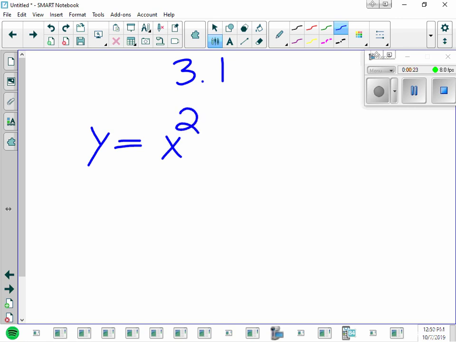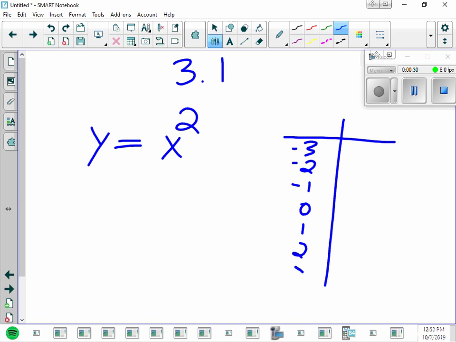So if you built a table and you had -3, -2, -1, 0, 1, 2, and 3, and you wanted to figure out the y values, what is -3 squared? What's -3 times itself? +9. And -2 squared is 4. And -1 squared is 1, 0. And then the positive numbers yield the same squares as their negative counterparts. So 1, 4, and 9.